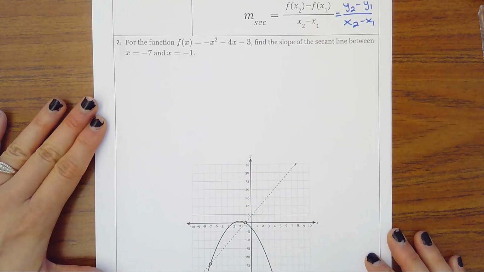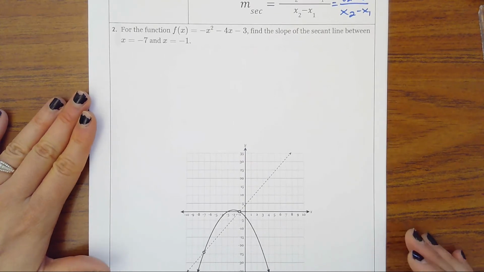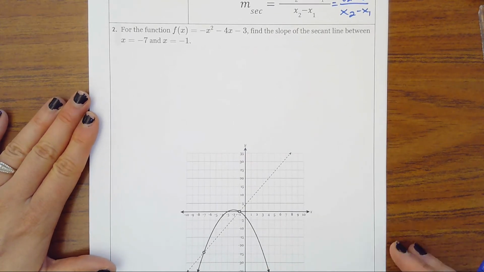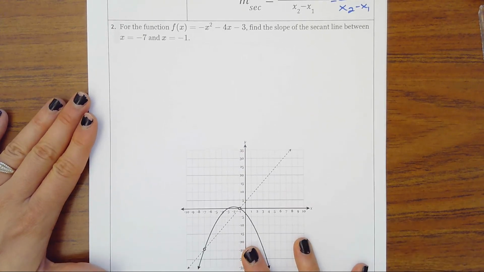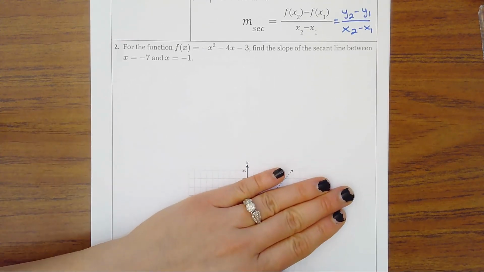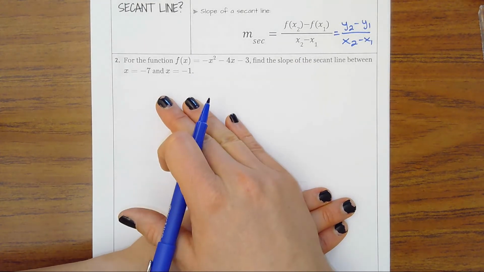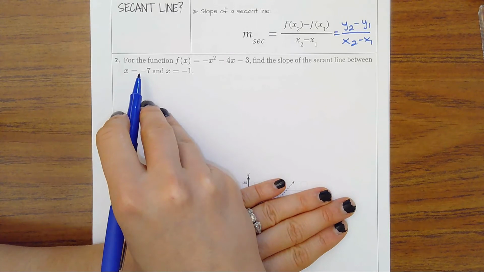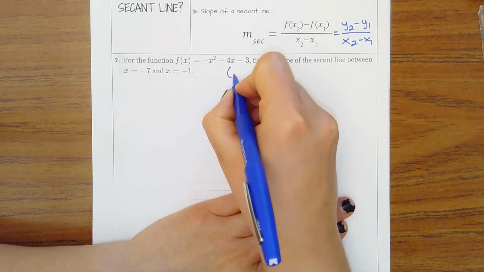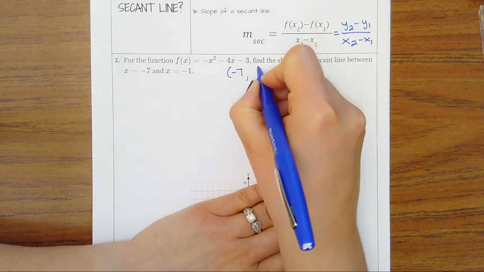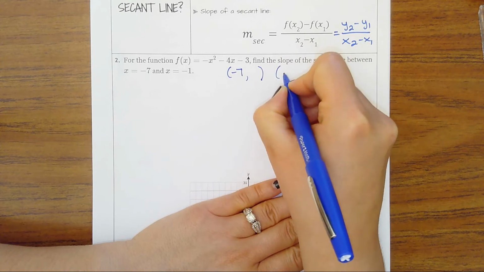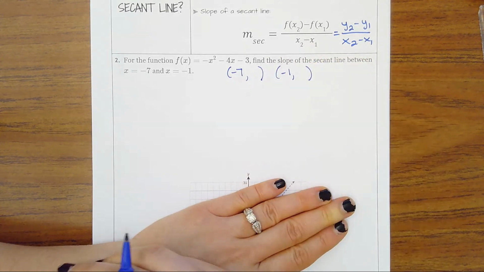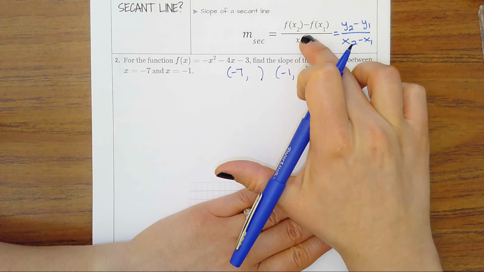For the function f of x equals -x squared minus 4x minus 3, find the slope of the secant line between x equals -7 and x equals -1. And so you have to pretend there's no graph down here. Your question is just going to be in words. What you have to think of is, I'm trying to find what is the y value when x is -7, and what is the y value when x is -1? That's the easiest for my brain to do and not use this fancy formula.